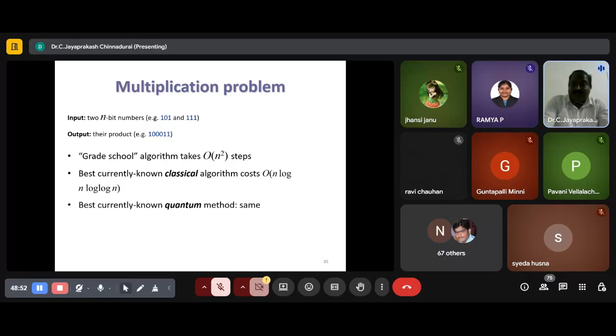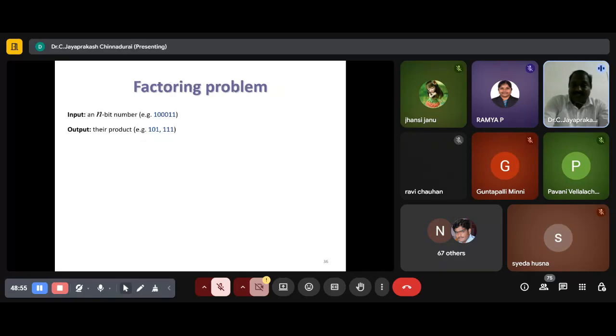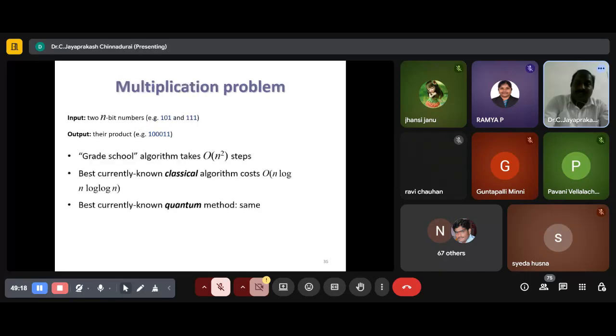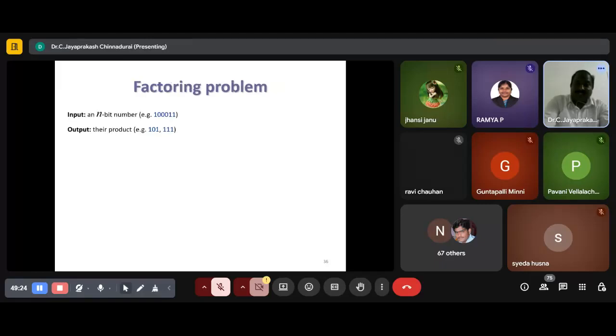Best is currently known as the quantum method. But this is the previous slide, the multiplication problem. If you go for the factoring problem, this is very important. I think in the first session I said I will tell with examples like that. This is a factoring problem, one of the important things. You can see the difference between classical computation and quantum computation. Take the input as the same value as the previous slide, inputs 101 and 111, output is 10011. Now the input number is 10011, and we go for the factoring problem for this.